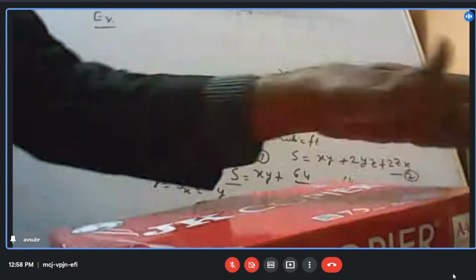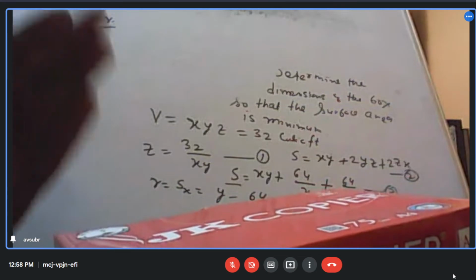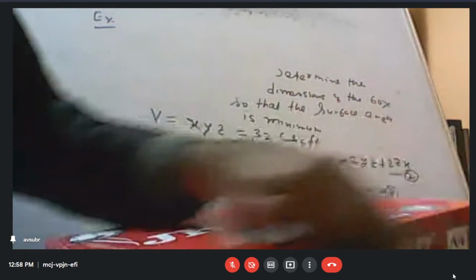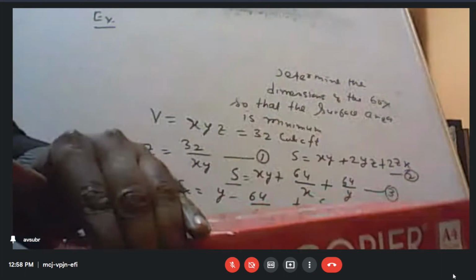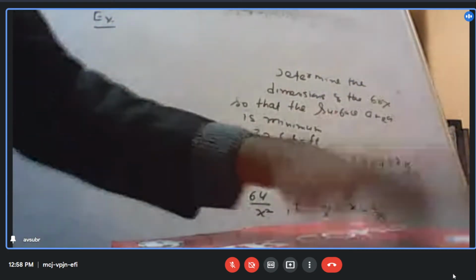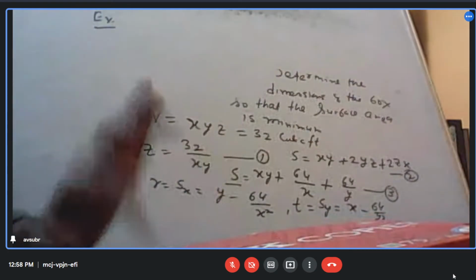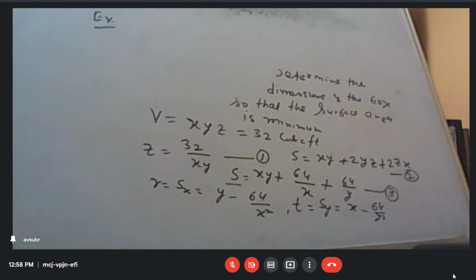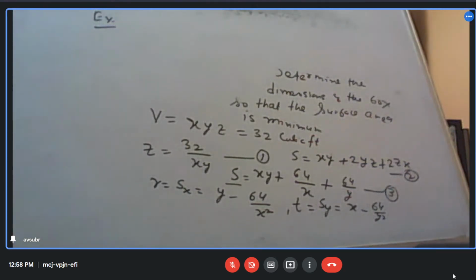Similarly, I can find out the other two directions also. So this will be yz, and this will be zx, and they are having two sides each. So 2yz plus 2zx. I think now it is clear.